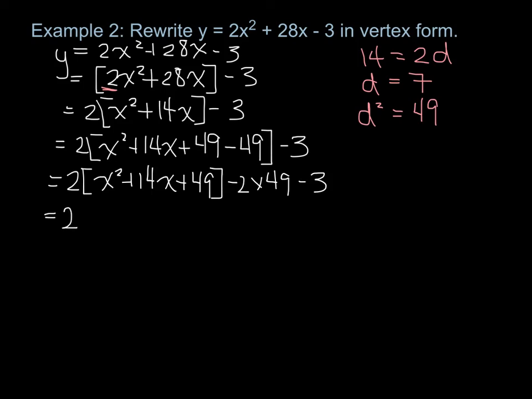So now I can write this in my vertex form. So my x plus d, in this case, will be x plus 7 squared, and 2 times 49 is 98. We're at negative 98, and subtract 3, so minus 101. And there you have it.